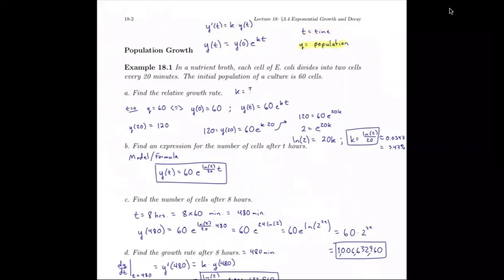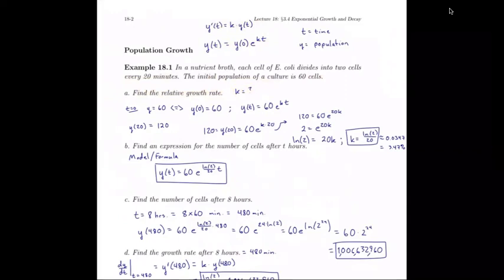Y is the population of something, and in this case, we have, in a nutrient broth, each cell of E. coli divides into 2 cells every 20 minutes. The initial population of a culture is 60 cells. Okay, so they ask us to find the relative growth rate. So we need to get started on this. In other words, find k.